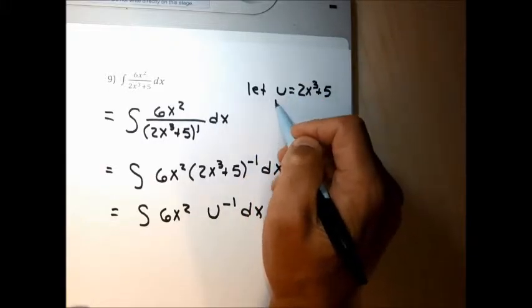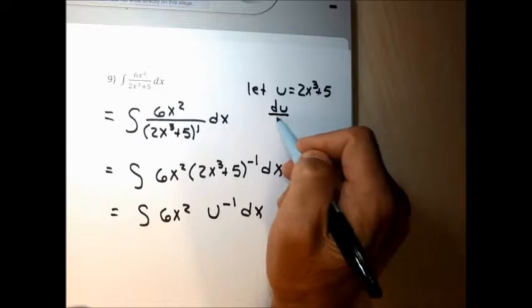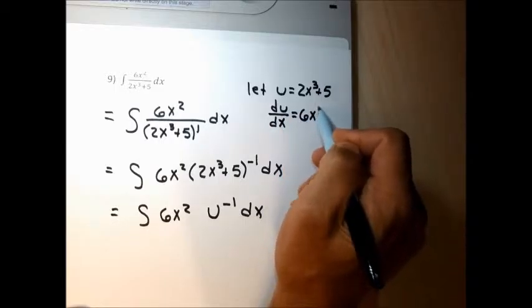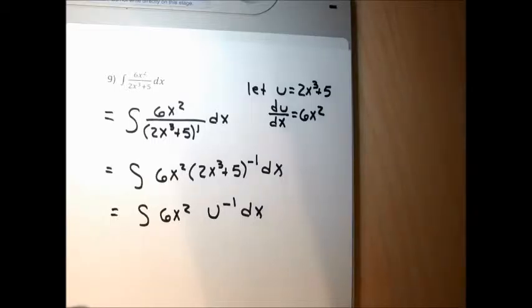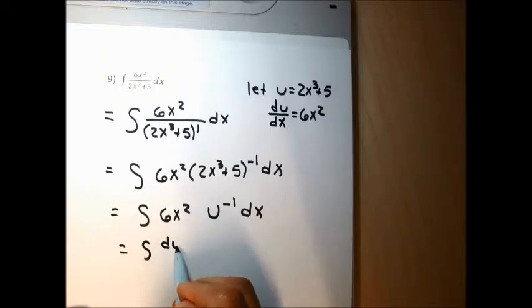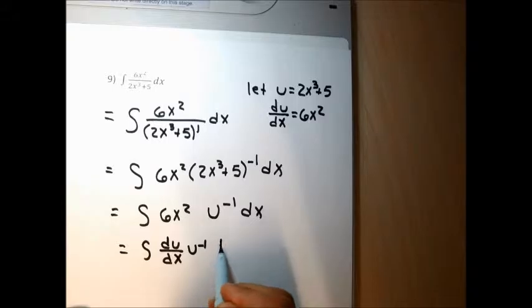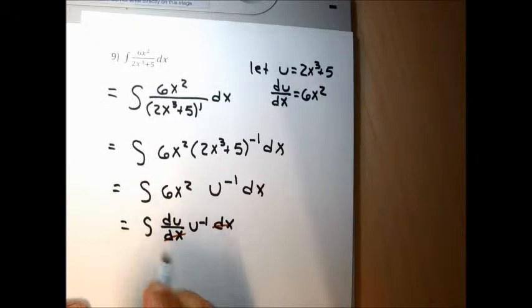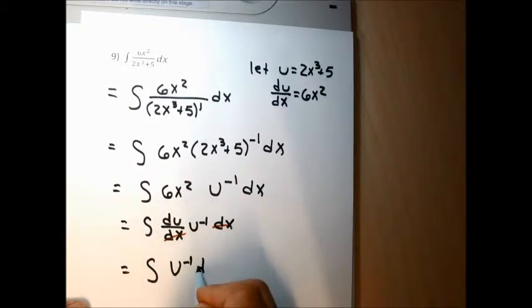Find the derivative of u, du with respect to x. That's going to be du dx is 6x squared. And now it's just a straight substitution. I'm going to put in for 6x squared, I'm going to put du dx. I have u to the negative 1 dx. I'm going to cancel the dx's, and I'm going to get the integral of u to the negative 1 du.